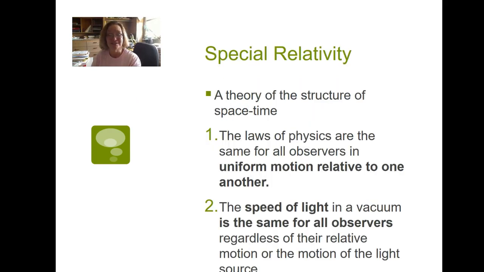Let's begin with special relativity. This is a theory of the structure of space-time. The idea that space-time is its own fabric, its own structure. The laws of physics, Einstein says, are the same for all observers in uniform motion relative to one another. So for all of us on the Earth, the laws of physics are the same because we are all in uniform motion relative to one another.